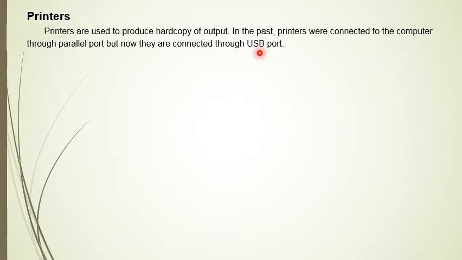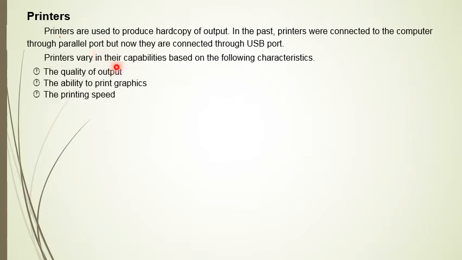But the old printers we had were connected through a parallel port. It was a 25-pin port, and the color of the port was pink. At the back of your computer, if you see a pink color port, that port is known as a parallel port, which was used for connecting a printer to your computer. Old printers, okay? Which ones? Dot matrix printers. Still dot matrix printers are being used, and they are connected with the computer through a parallel port.